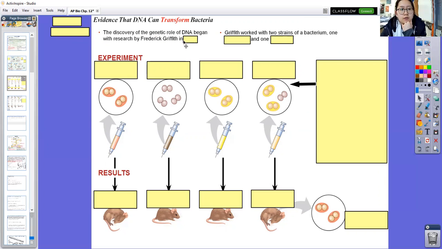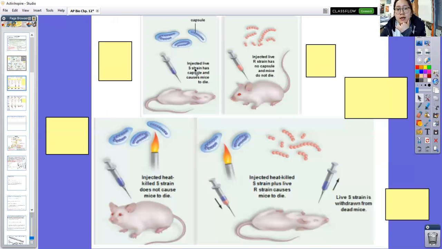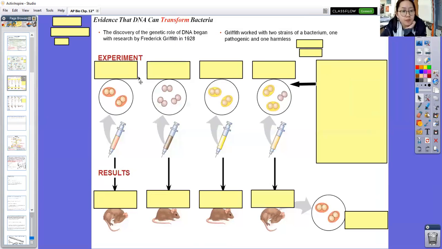So the discovery of the genetic role of DNA began with research by Frederick Griffith in 1928, and he worked with two strains of bacterium. One was pathogenic and one was harmless. And so when you go back here, the S strain is pathogenic because it is highly infectious and kills the mice, and the R strain turns out to be harmless because even though it is infectious, it isn't able to kill because it doesn't have that protective capsule that prevents it from getting eradicated by the immune system of an animal.